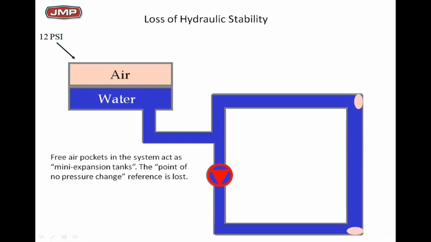How does the pump know which one is the boss? How does the pump know where the point of no pressure change is? We don't know what's going to happen. If you start getting air in the heating coils, the cooling coils, they might behave like an expansion tank. The pump's stupid. It doesn't know where you intended for the point of no pressure change to be.